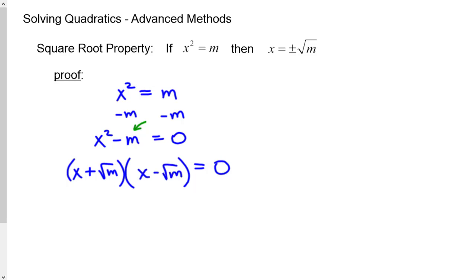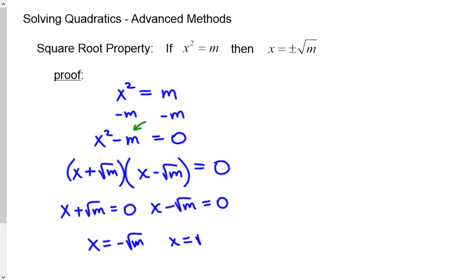So now that I have it factored, I set each one of those factors equal to 0 and solve. So we get x equals the negative square root of m, and x equals the positive square root of m. And so that's where we get this right here. It's just a little bit of a short notation to express it as the positive or negative square root of m. So it means the two different solutions there. They're in conjugate pairs, that is.